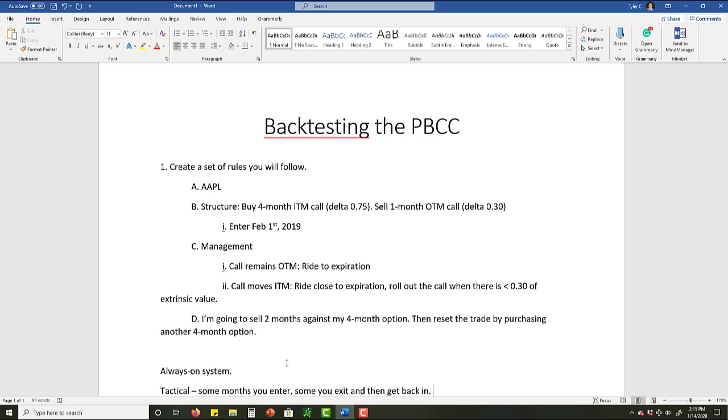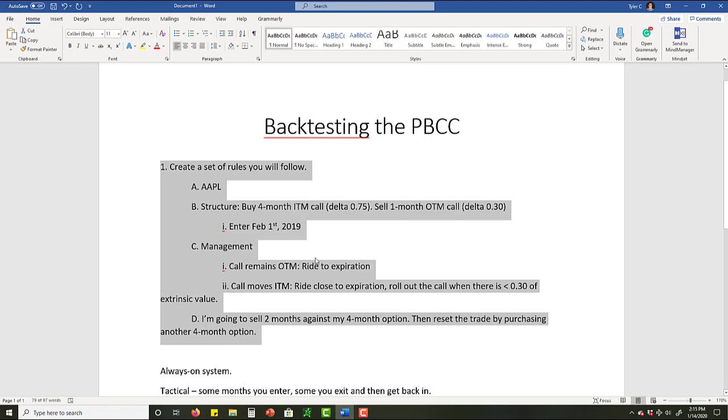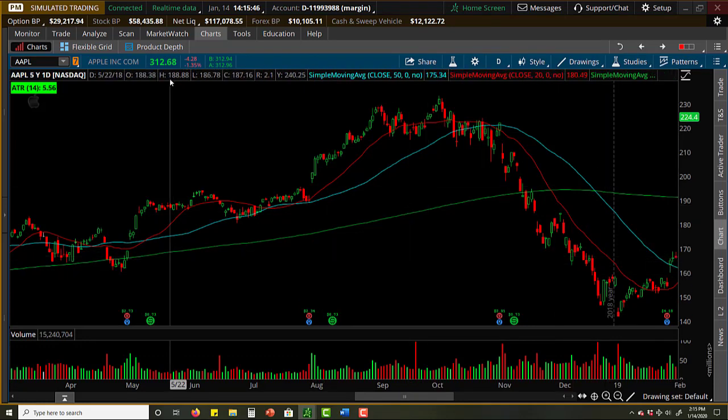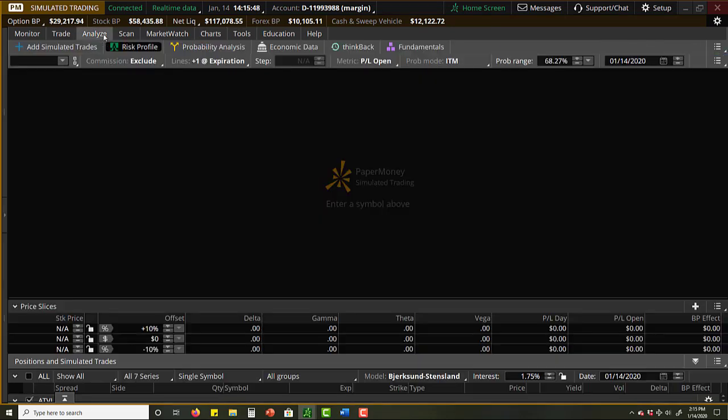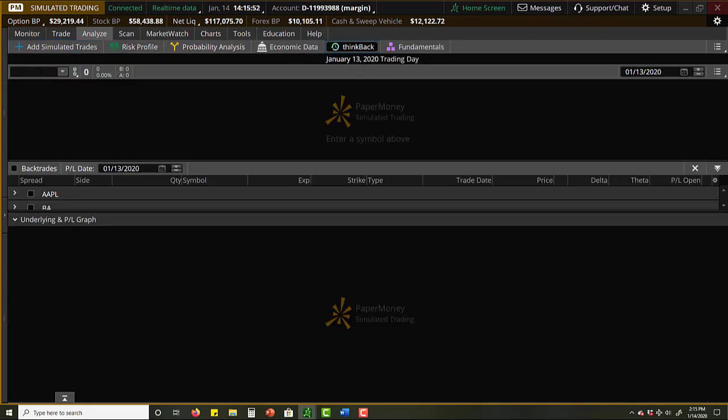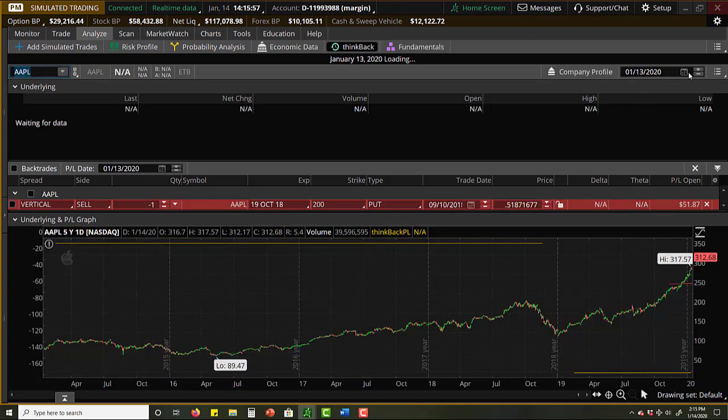I'm trying to be simple here. I'm going to assume I did this every month no matter what Apple looked like. Okay? Just to keep it simple. All right, so I've got my rules. I think that's enough. We may have to add to this here in a minute, but I think I've got enough to start. So now I just have to go back to February of 2019 in the Think Back tool. So I'm going to go to Analyze, and I'm going to go to Think Back, and I'm going to put in Apple, the ticker symbol, and I'm going to go back to, I said Feb 1st, 2019.